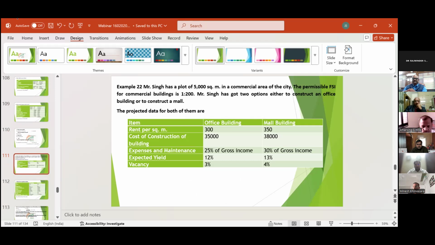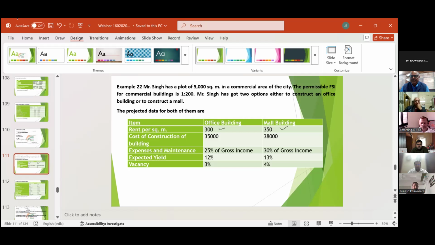Mr. Singh has a plot of 5,000 square meter in a commercial area of the city. The permissible FSI for commercial building is 1.1 is to 2. Mr. Singh has got two options, either to construct an office building or to construct a mall. So rent per square meter for office building will be 300 per square meter. For mall building, it will be 350 per square meter.